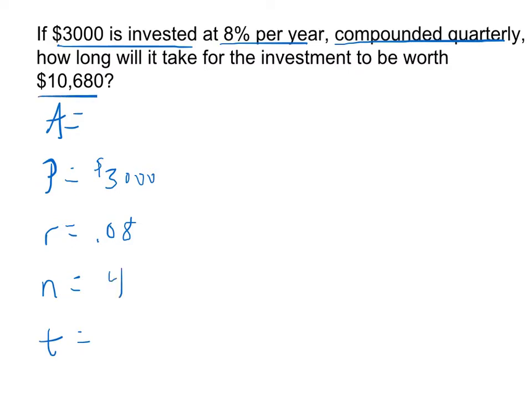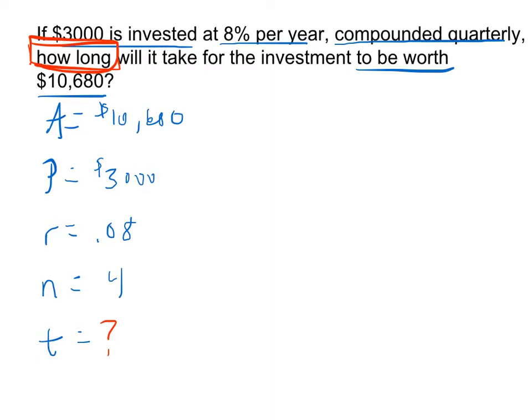And then we have this $10,680. And that is what we want our investment to be worth. So that is actually what our A is going to be, our $10,680. That's what your ending amount is going to be. So what we want to find is how long will it take. So this t right here is what we're going to be solving for. Okay, so let's look at this problem.